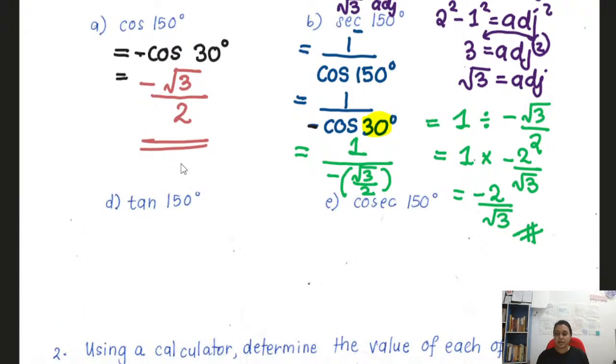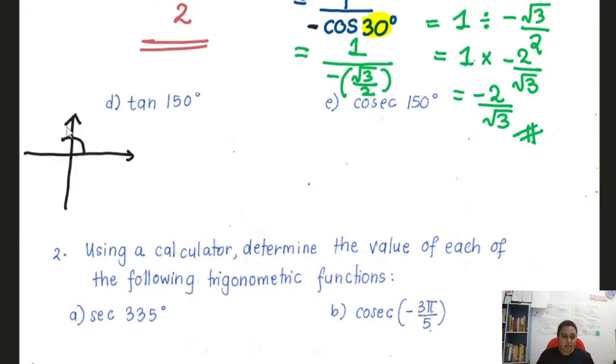Okay, next one D. Tangent 150. Okay, tangent 150, of course, we are supposed to draw. But there is no drawing up there anymore, so I draw again down here. Okay, 150 means this whole thing is 150. But we must form a triangle and get the complementary angle. What is the complementary angle there? That part, the reference angle, so 30, isn't it?